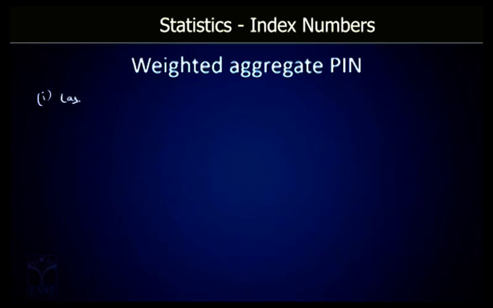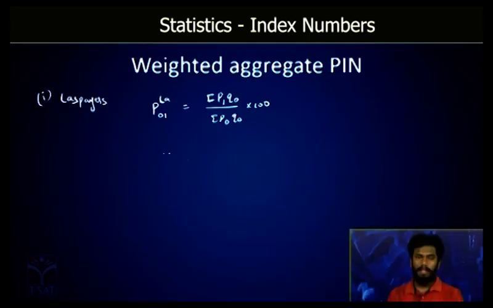We have several formulas in these weighted aggregate index numbers which are very, very important. First it is Laspeyres price index number, and it is denoted by P01 LA, and it is given by summation P1 Q0 divided by summation P0 Q0 into 100. As I was saying, it is a weighted aggregate price index number. We are adding weights as the quantity values in the base year for this Laspeyres.